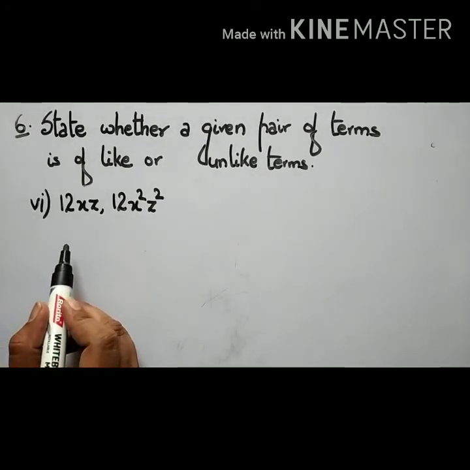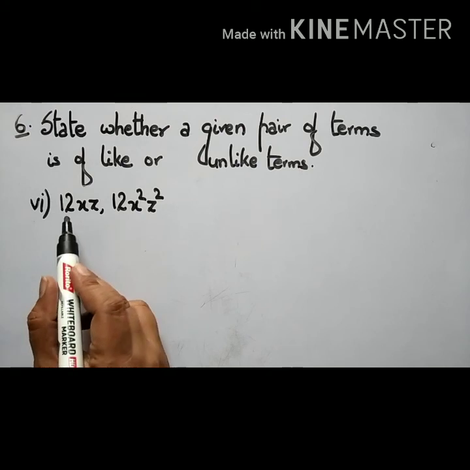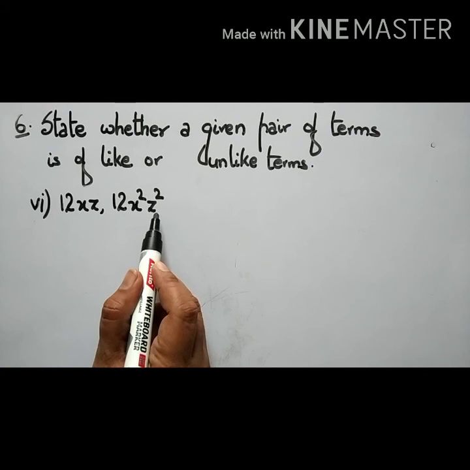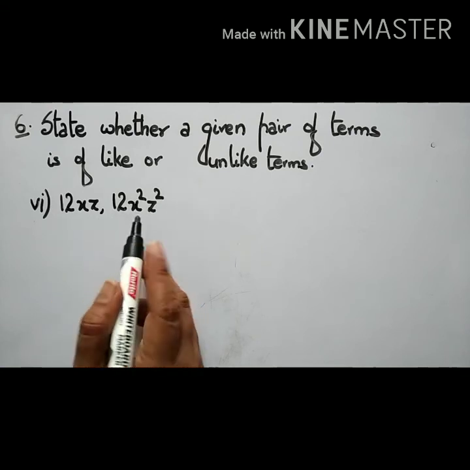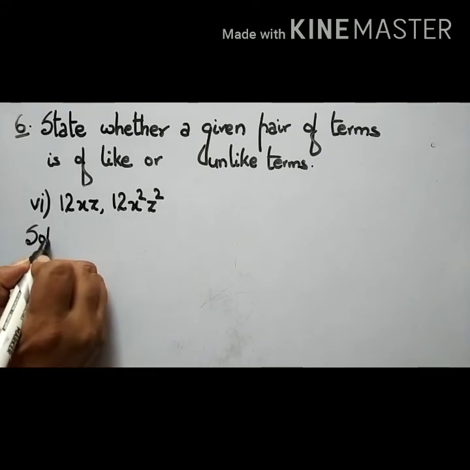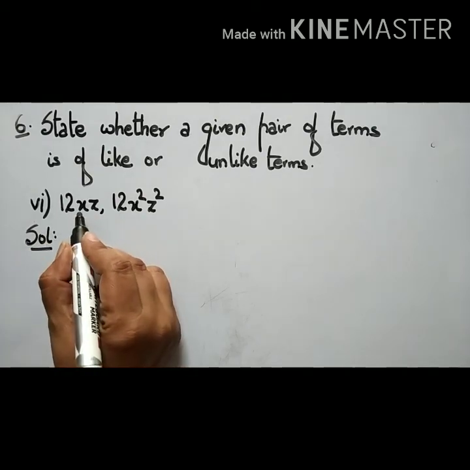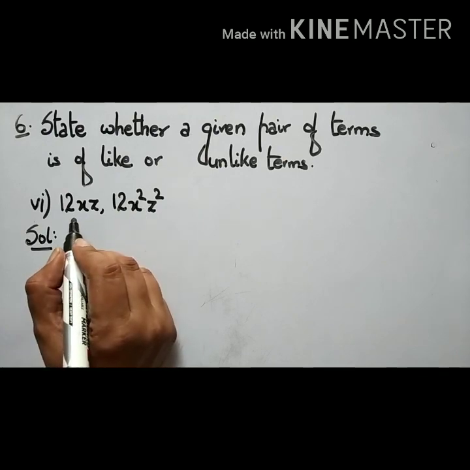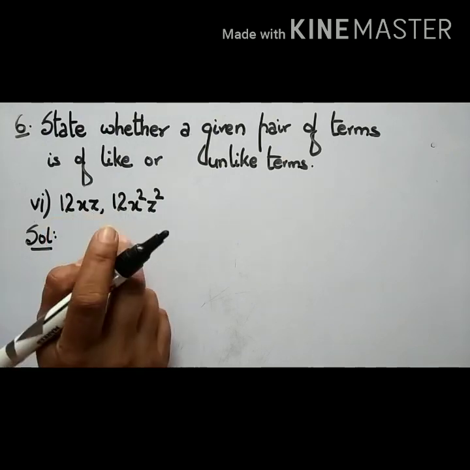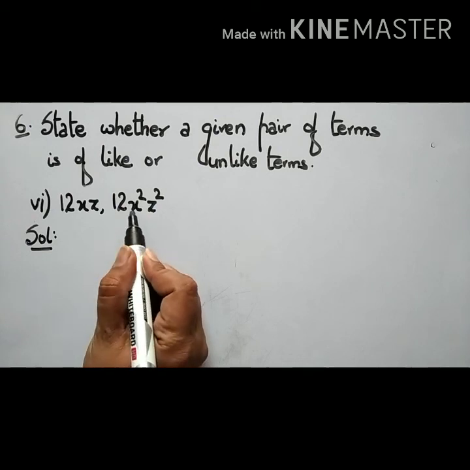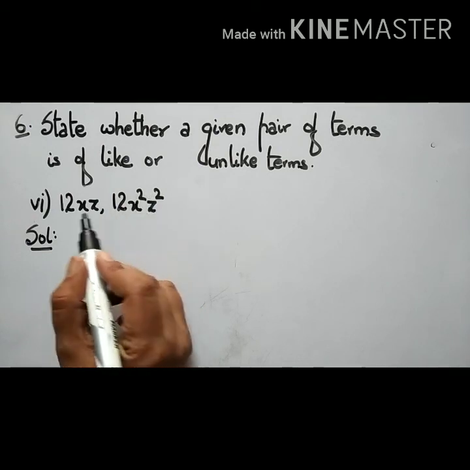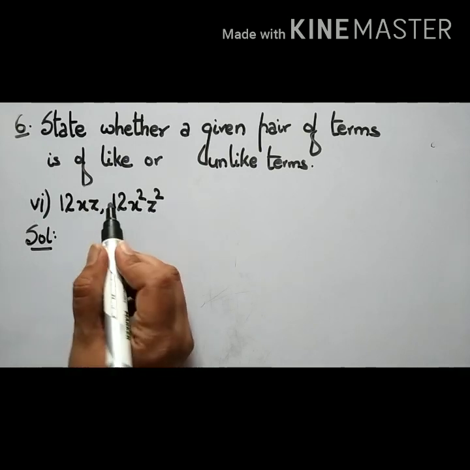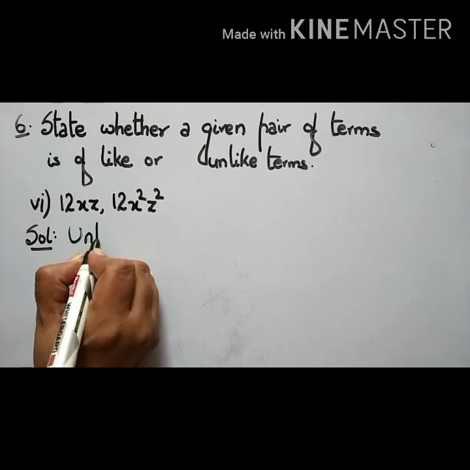Next is the sixth part. It's 12xz and 12x square z square. Again, both these terms are unlike terms because the powers of the variables are different. For the first term, the power of x is 1, whereas for term 2, the power of x is 2. So, the variables do not have the same power, so they are unlike terms.